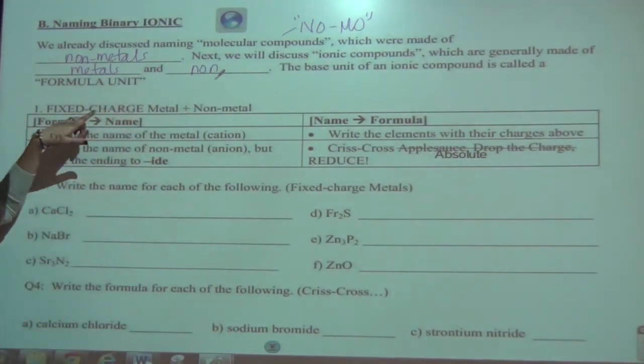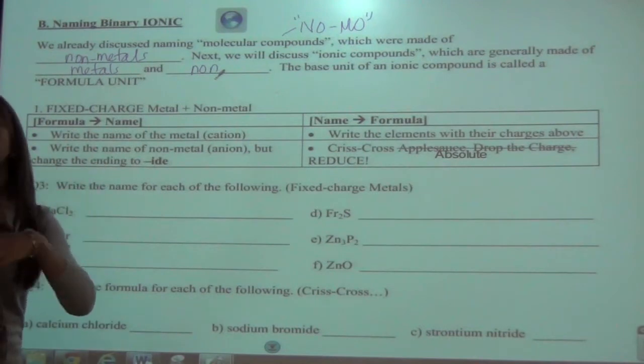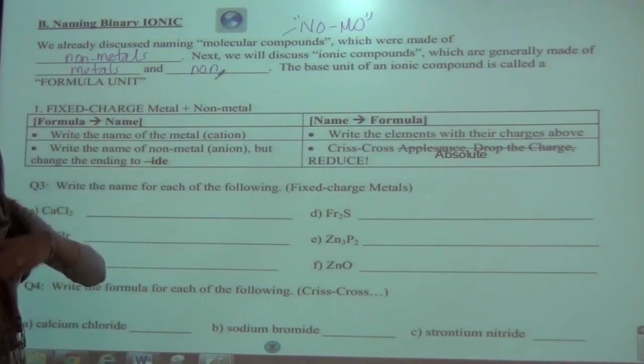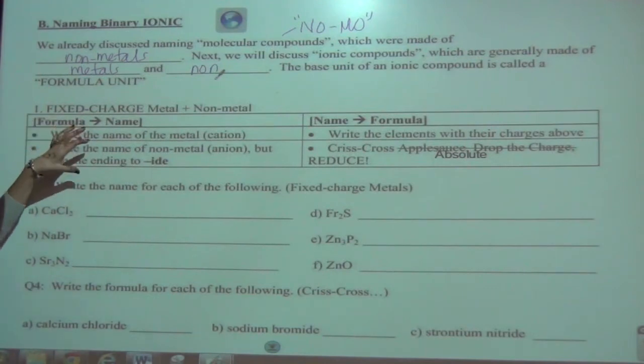The base unit of an ionic compound is called a formula unit. So molecular compounds are made of molecules. Formula units make up ionic compounds. So what we're going to do is we're going to start naming.